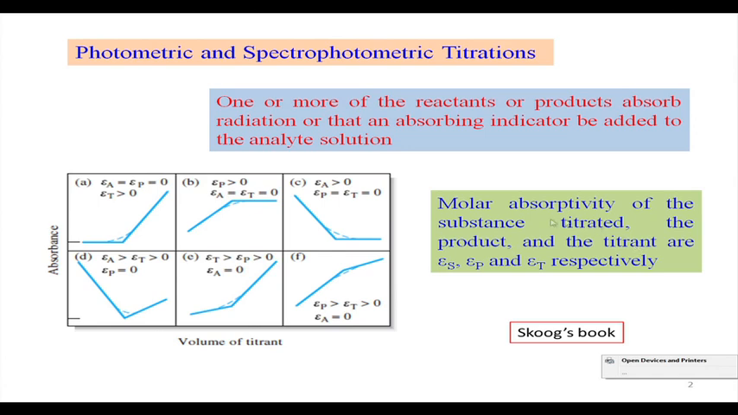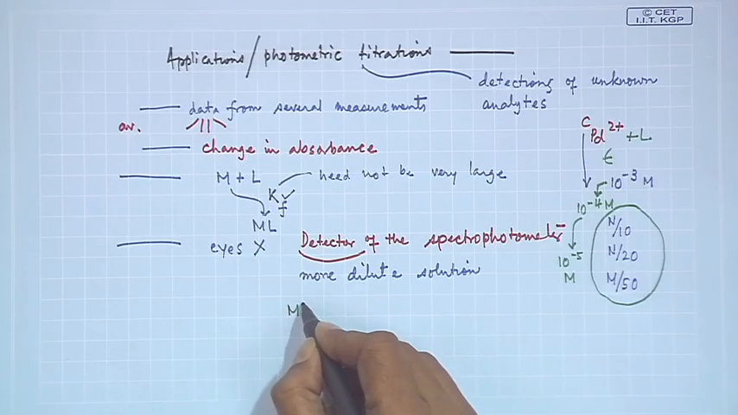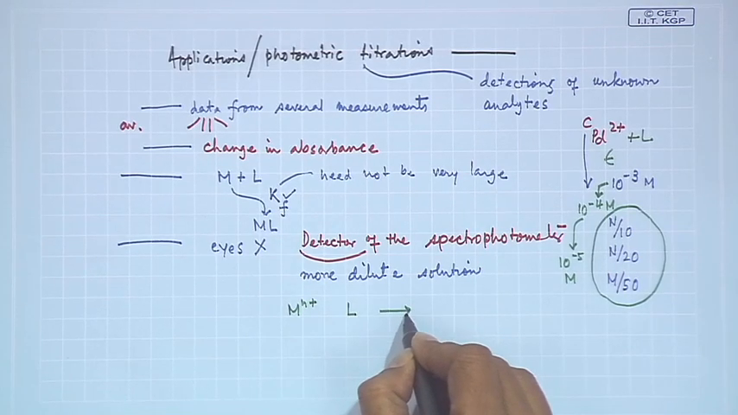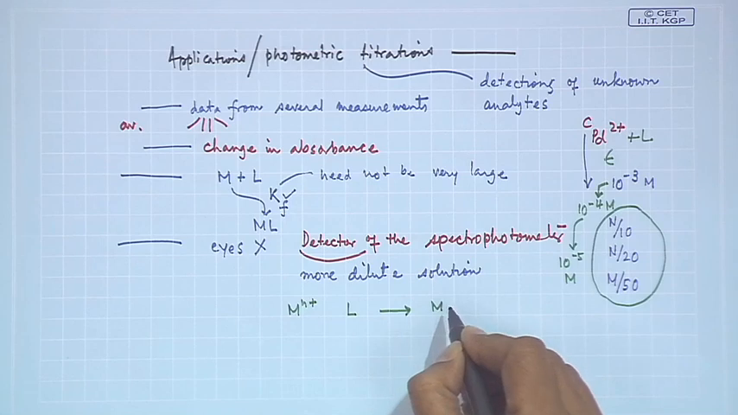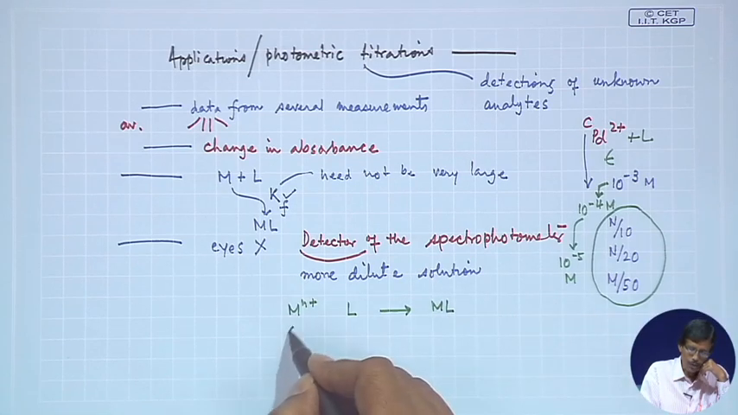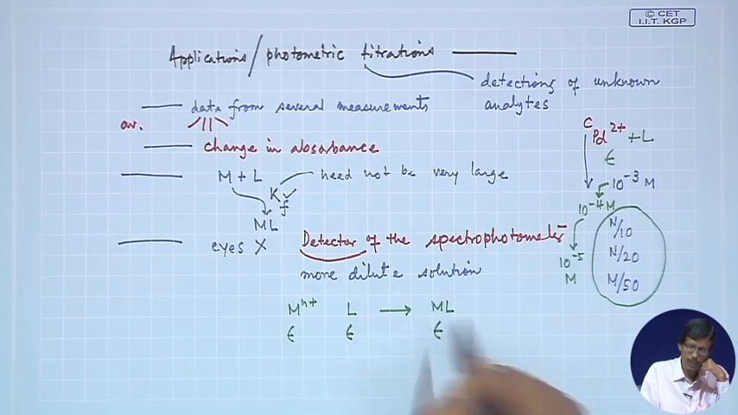then the corresponding product or the titrant. Okay. So, the substance being titrated, the titrant and the product, these are the corresponding epsilon values. Any of them can give rise to your color. What we see is, if you have the metal ion Mn+ reacting with the reagent giving rise to the corresponding concentration of ML, we can talk in terms of the epsilon of these, epsilon of these and epsilon of these.